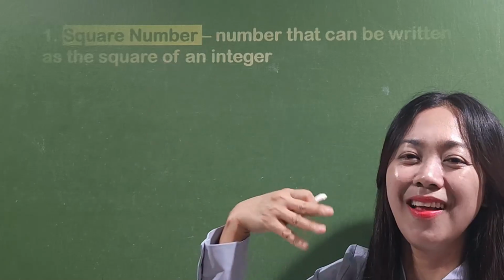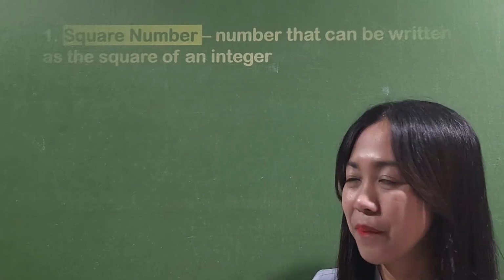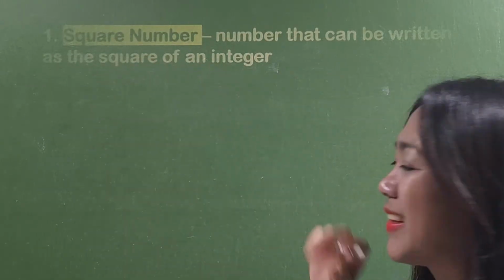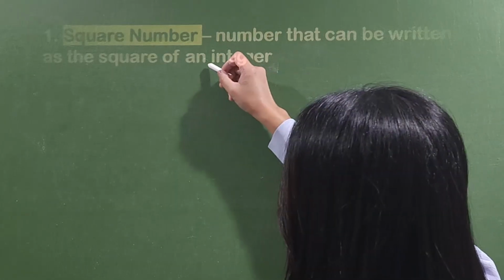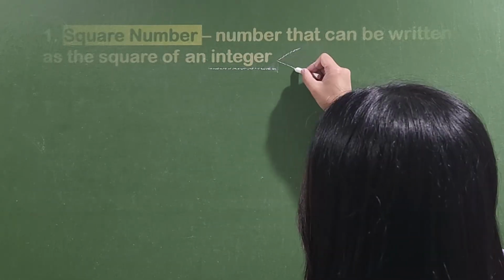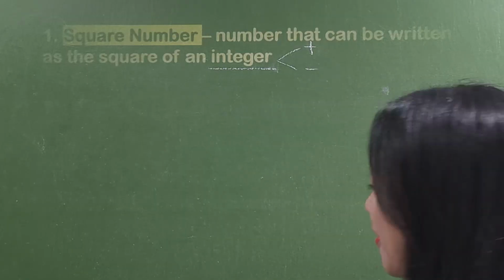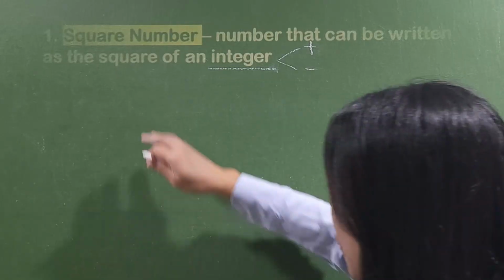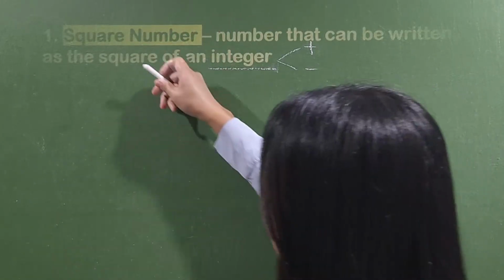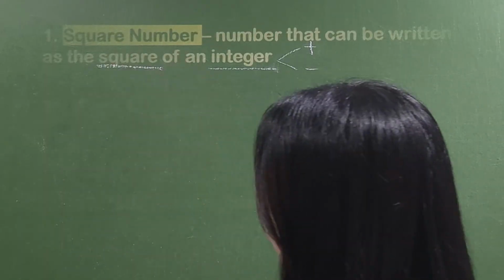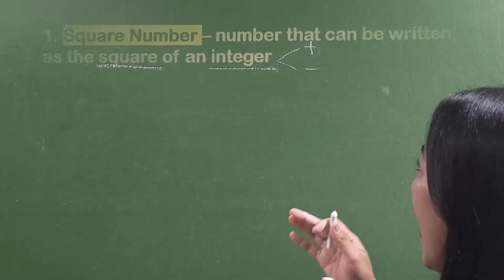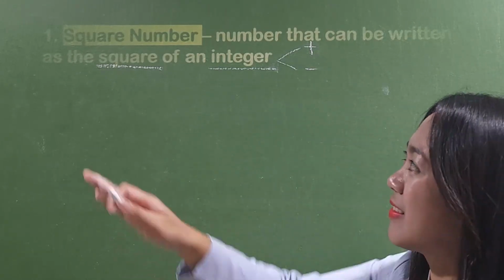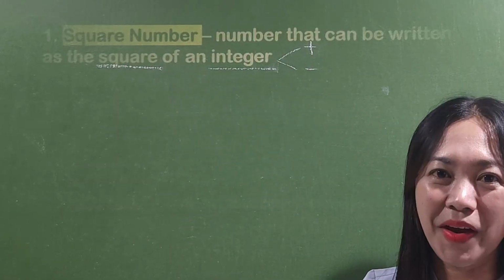Square number, or in other words, perfect square. This is a number that can be written as the square of an integer. We already know that when we say integer, this can be positive or negative, exact or whole number, including zero. So a square number or perfect square is when we multiply that integer by itself, and the result is a square number or perfect square.